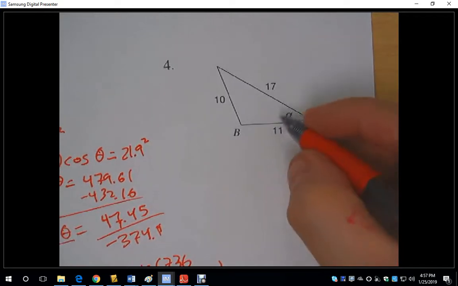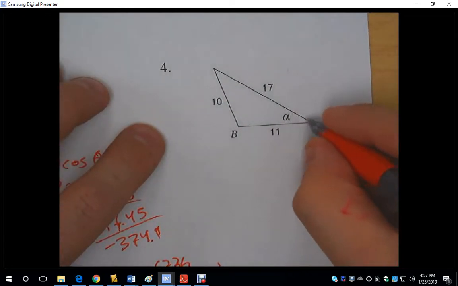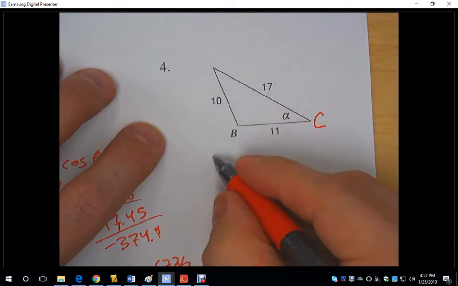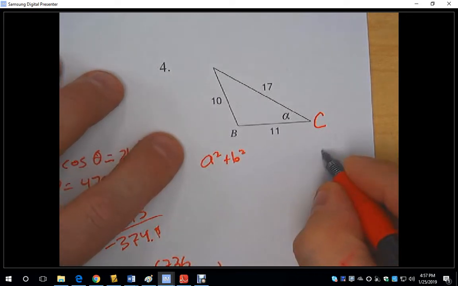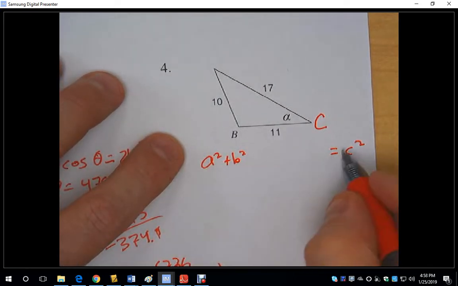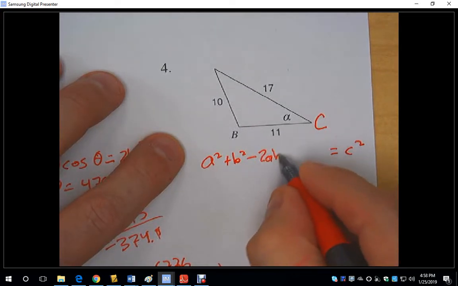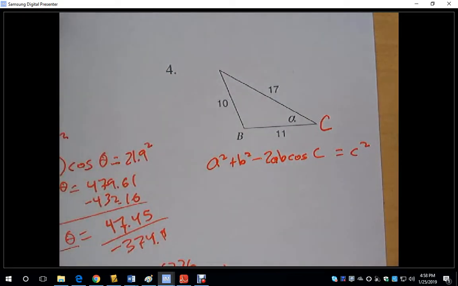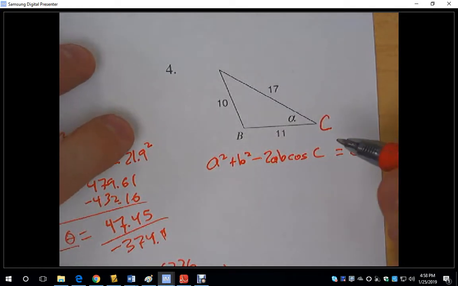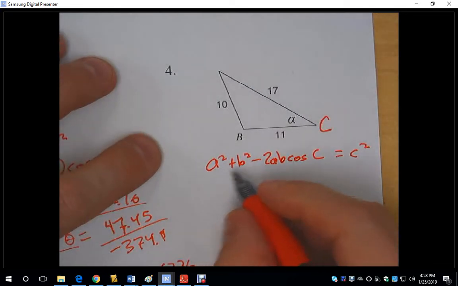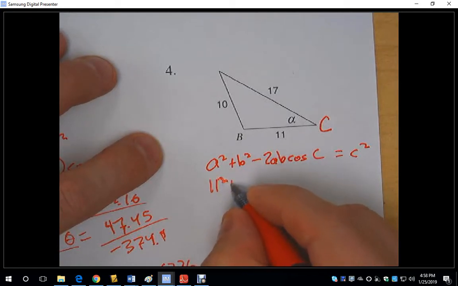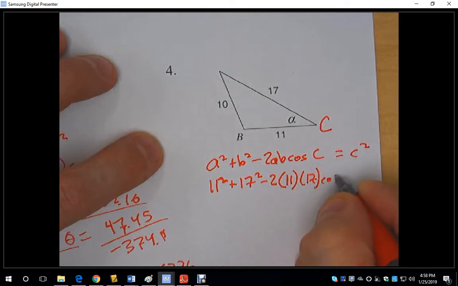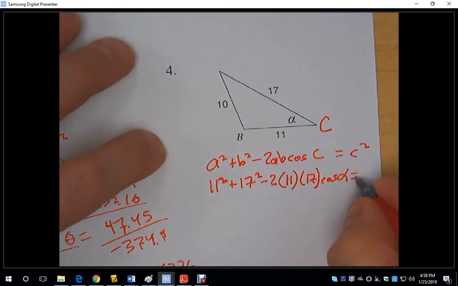If we look at this problem here, same concept. We're trying to find this angle here, so we're going to label this angle C, and our equation is a squared plus b squared equals c squared, and it's this ABC configuration twice, so minus 2ab cosine c. A and B, it doesn't really matter which one is which, because we're adding. I'll just throw in 11 squared plus 17 squared minus 2 times 11 times 17 cosine of our angle alpha equals C.